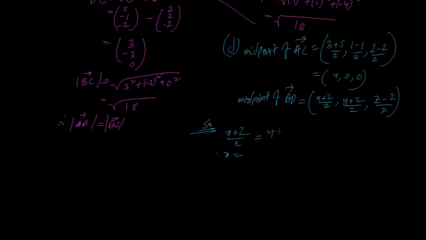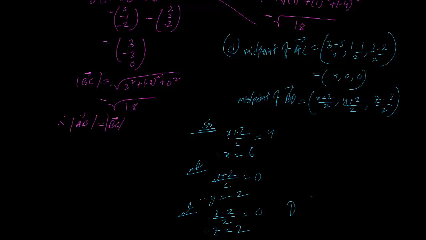Therefore, x equals 8 minus 2, which is 6. And (y plus 2) by 2 equals 0. Therefore, y equals 2 into 0, which is 0, so that becomes -2. And (z minus 2) by 2 equals 0. Therefore, z equals 2 into 0 is 0, so -2 plus... this is going to be 2. So D has the coordinates (6, -2, 2).